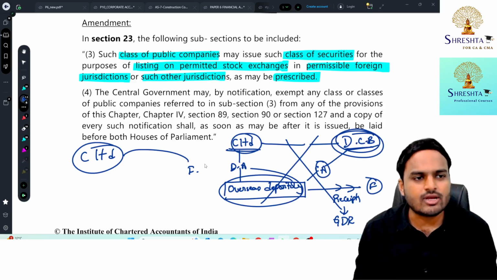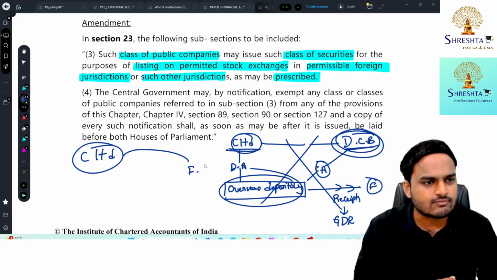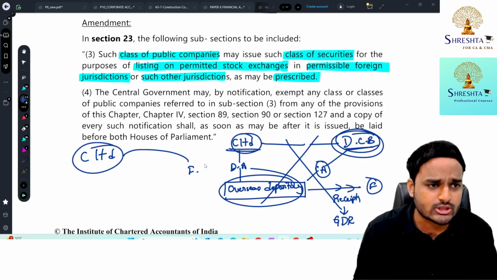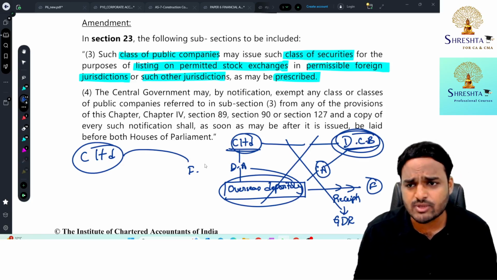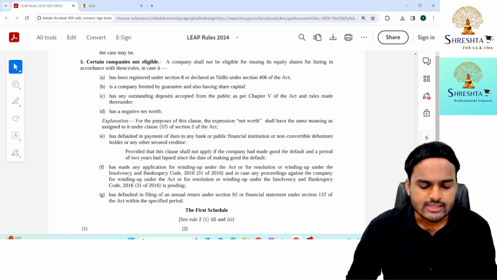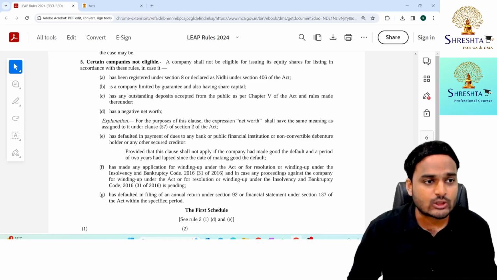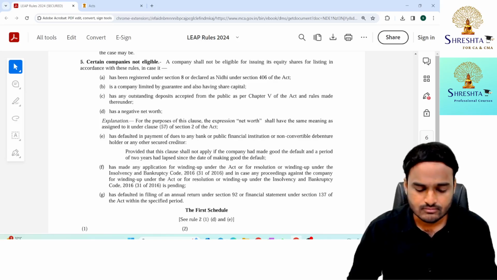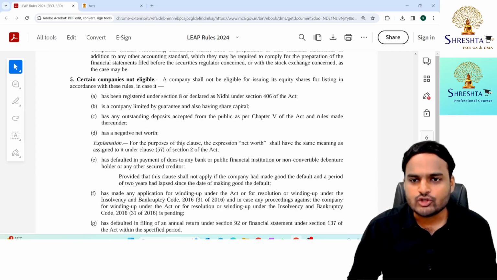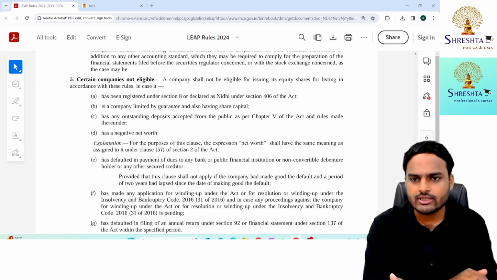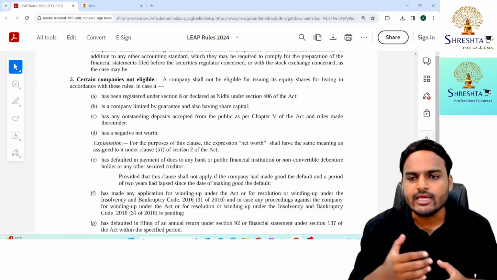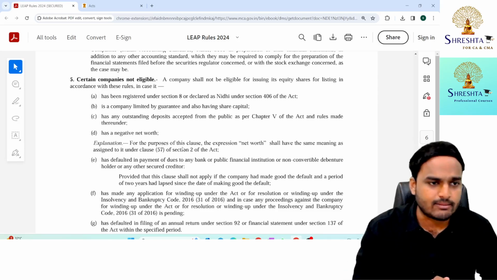Everyone. So such class of public companies may issue such class of securities for the purposes of listing on permitted stock exchanges in permissible foreign jurisdictions or such other jurisdictions as may be prescribed. Very recently, in the year 2024, the central government prescribed rules with respect to section 23 subsection 3. Now you can see, the class of companies was defined in a negative manner. Except these companies, any public company can list its securities in foreign countries.